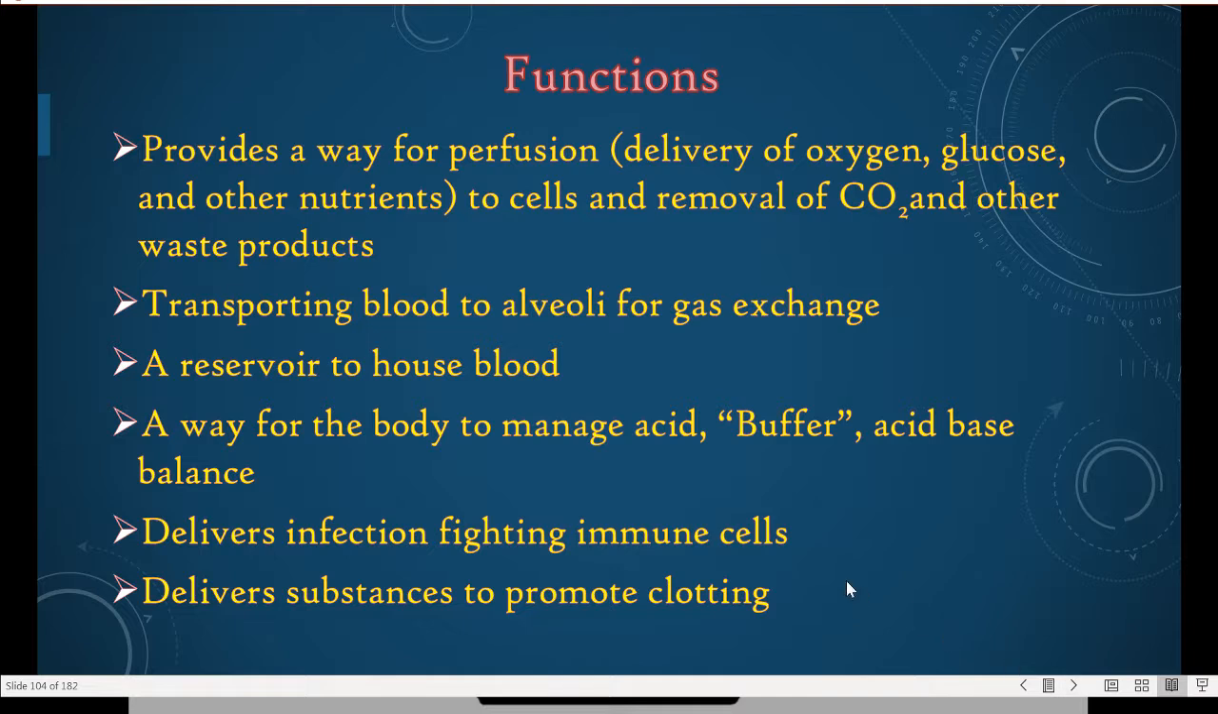And moving right along, again, just more functions of the blood. Delivery of oxygen and glucose is a real big one, right? We need it to survive. But let's not forget that it also aids in removing CO2. So your hemoglobin on one side has an affinity for oxygen, and on the other it's picking up CO2 along the way.